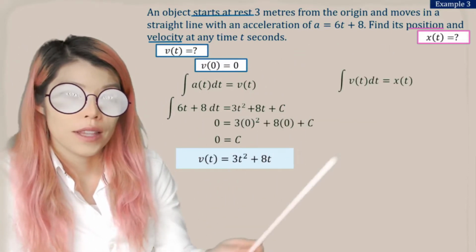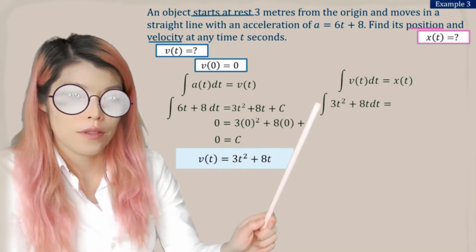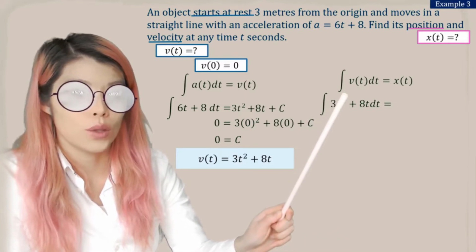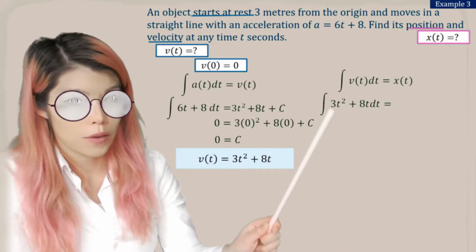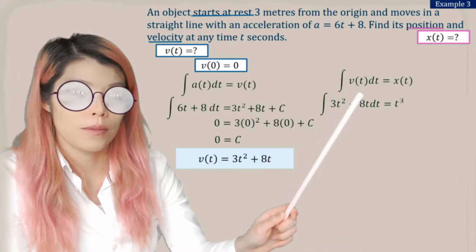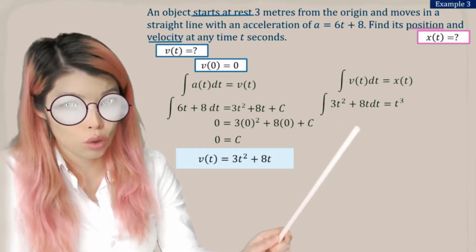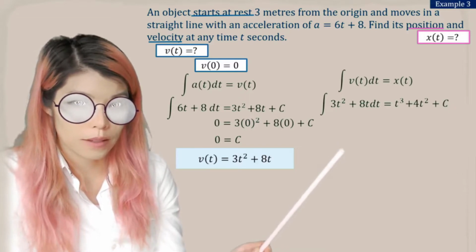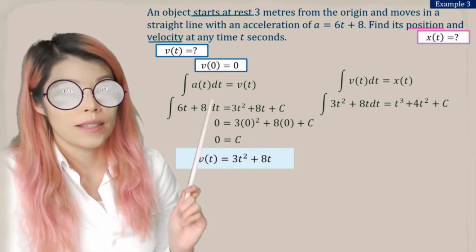So anti-deriving that will get us the position. We have 3t squared becomes t to the power of, adding 1, is cubed, divided by 3. 3 by 3 is just 1, so t cubed. Then the 8t, add 1 to the power becomes 8t squared, divided by the 2 becomes 4t squared. And don't forget the plus c. I say that a lot, but trust me, it's really easy to forget.